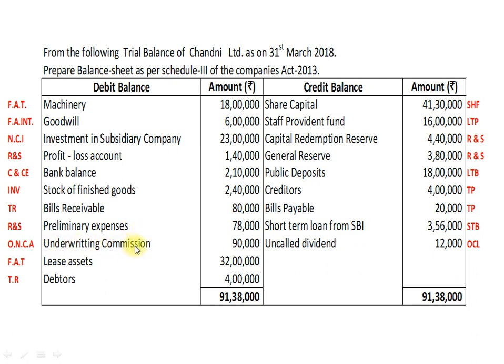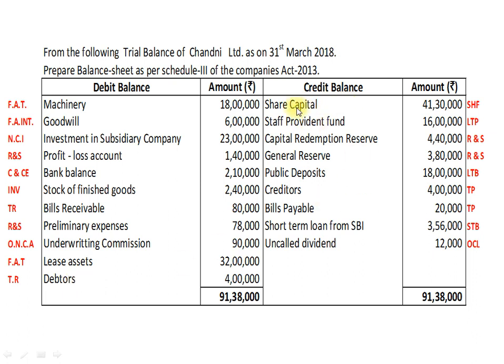Underwriting commission. Underwriting commission will be recorded under asset as an other non-current assets. Lease assets will be recorded on asset side under fixed assets tangible. Then we are given debtors. Debtors will be recorded on asset side under current assets as a trade receivables.